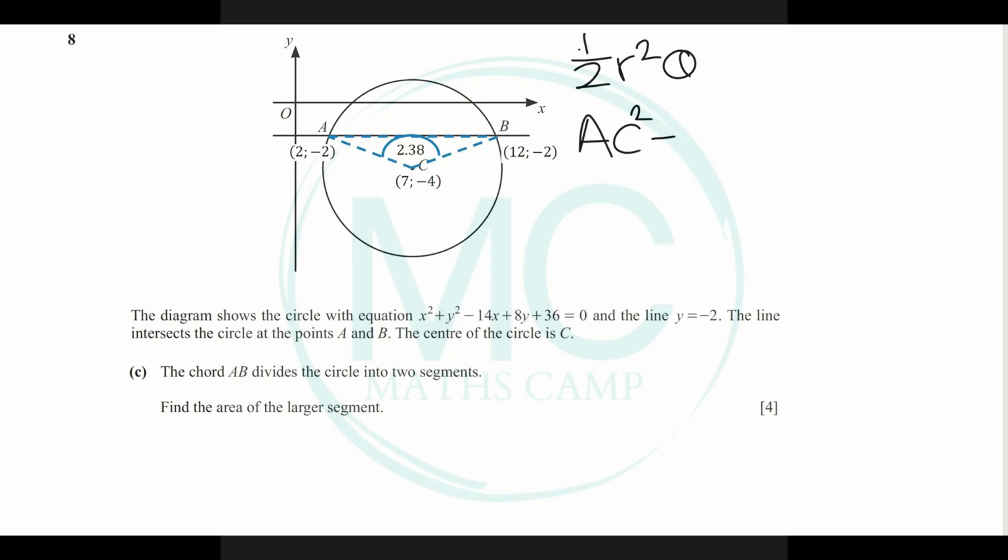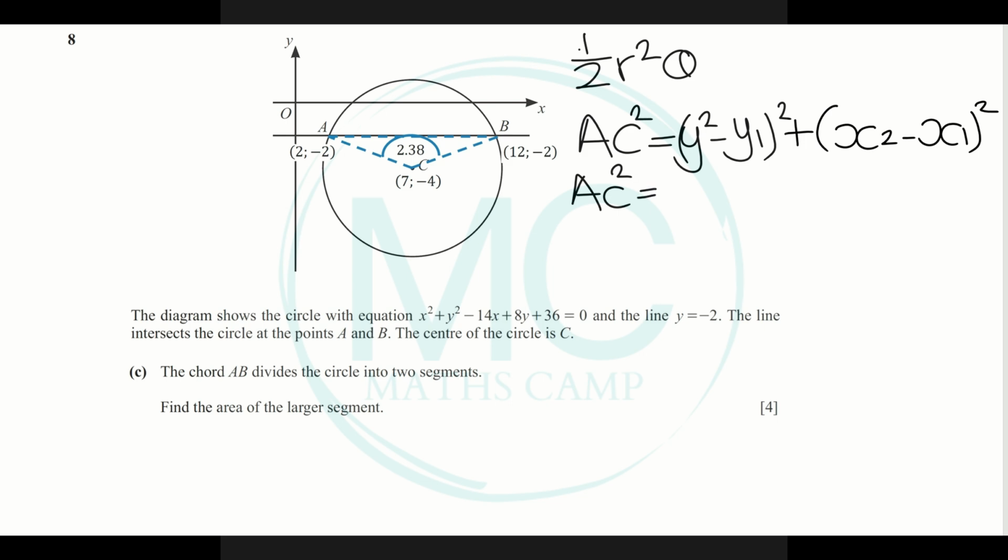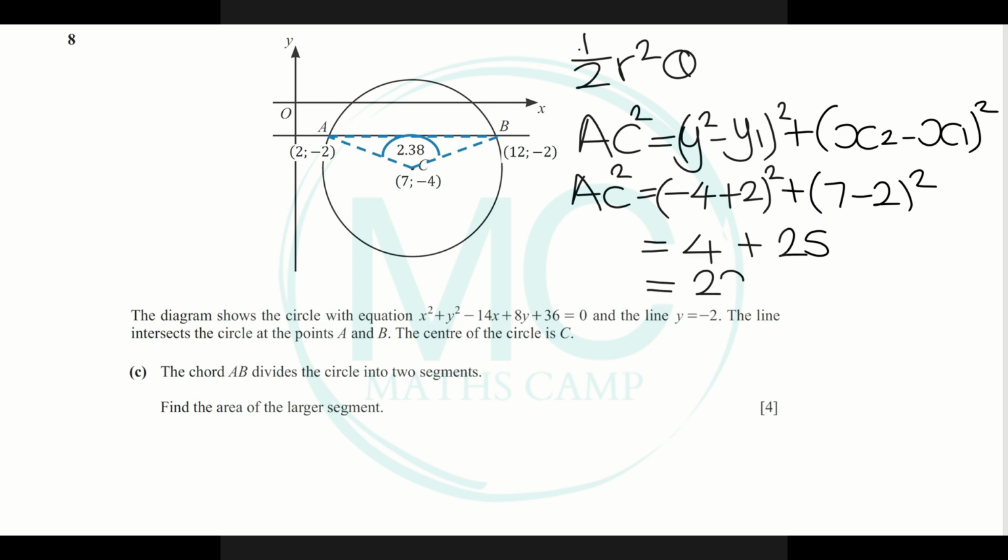AC squared is equal to y2 minus y1 squared plus x2 minus x1 squared. Because we are looking for r squared, AC squared, we don't need to put this formula under a root. Let's say that A is our first point and C is our second. So we can say AC squared is equal to -4 minus -2 squared plus 7 minus 2 squared. -4 plus 2 is -2, square that and we get 4, plus 7 minus 2 is 5, square that and we get 25. So AC squared has to be 29.